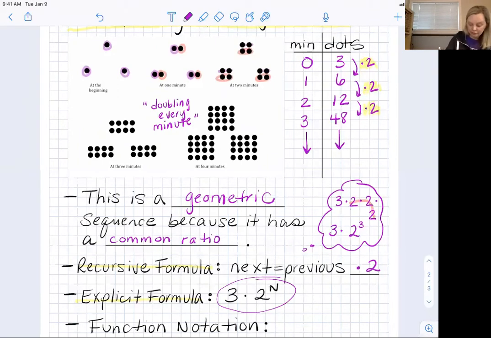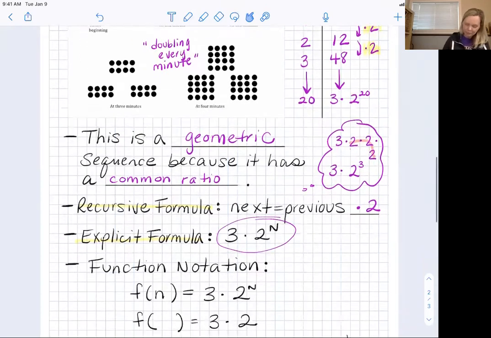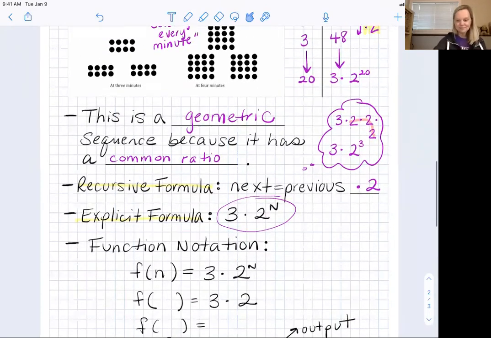So that meant, for example, if I wanted to find out minute 20, I would take 3 and then multiply by 2 20 times in order to find the answer to that one. And we noticed that that number got really big really fast. So that was something that we had to consider.